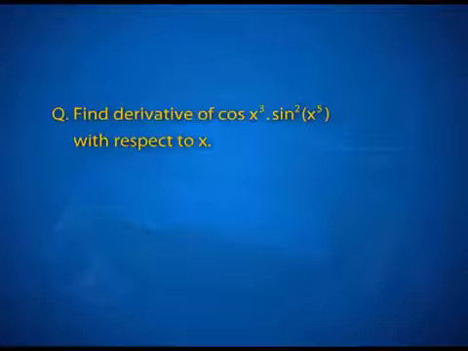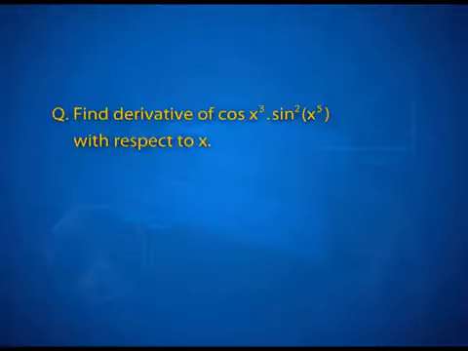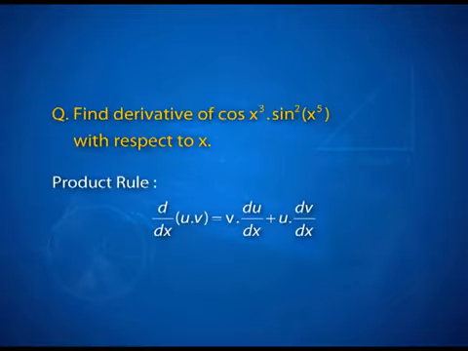Find the derivative of cos of x cube into sine square of x to the power 5 with respect to x. What you need to observe in this case is that there is a product involved in the function. So, chain rule is what we are discussing, but we can't neglect the presence of a product and therefore, the product rule. Recall this rule which we are going to use just now.